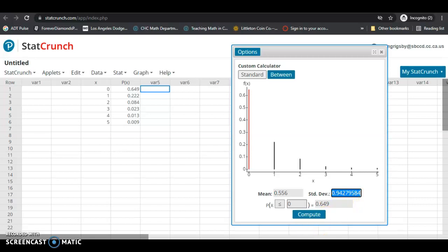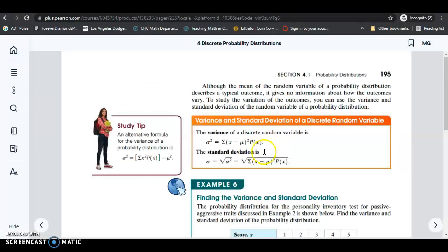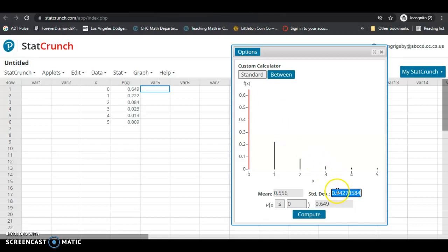Now, it will ask you for the standard deviation, but unfortunately, it asks you for the variance first. So the homework is assuming that you're calculating all this by hand, which we're not. If you're calculating this by hand using the formulas, you would calculate the variance first using this formula, and then once you have the variance, you can square root the variance to get the standard deviation. But we're kind of working backwards because StatCrunch gave us the standard deviation rather than the variance.